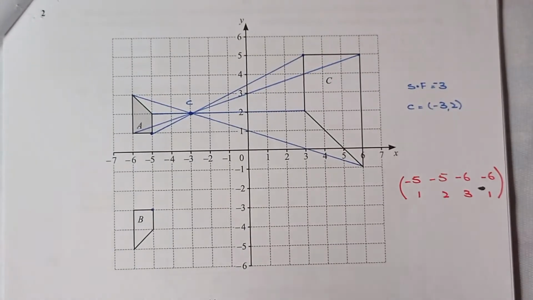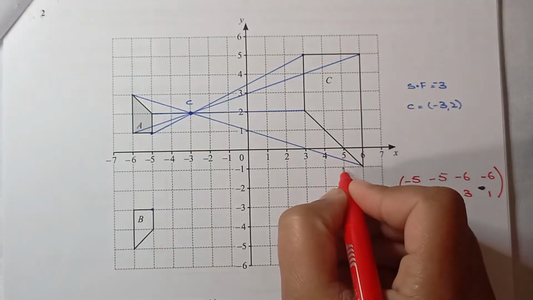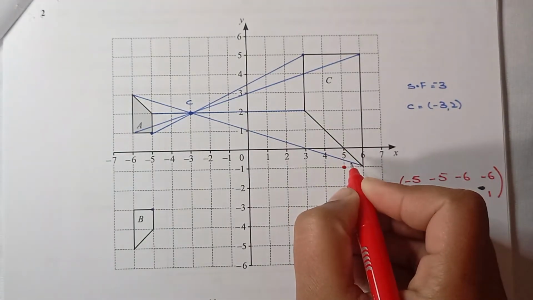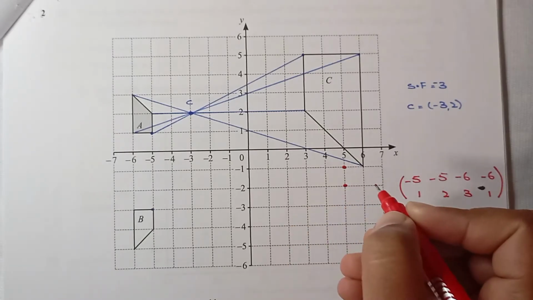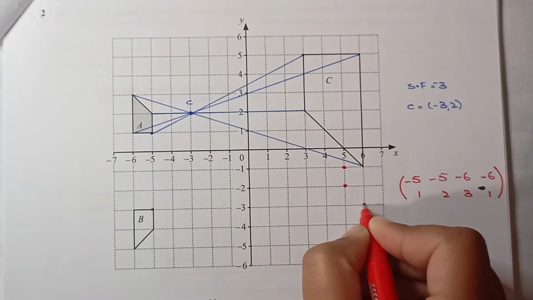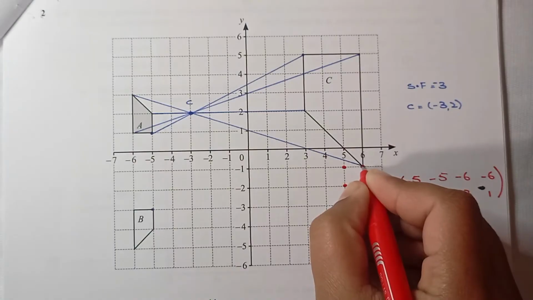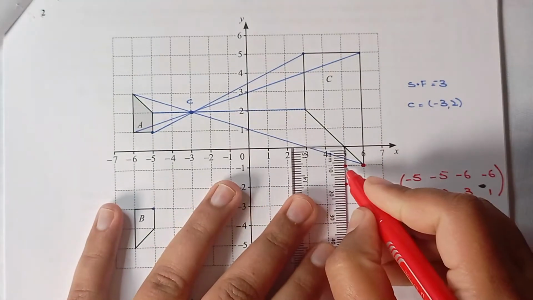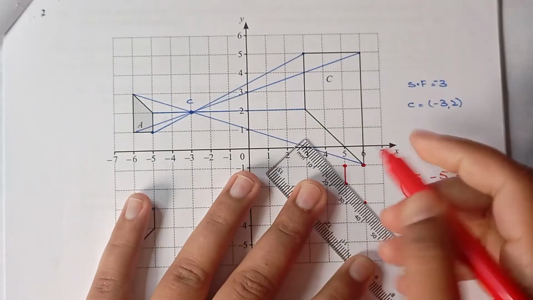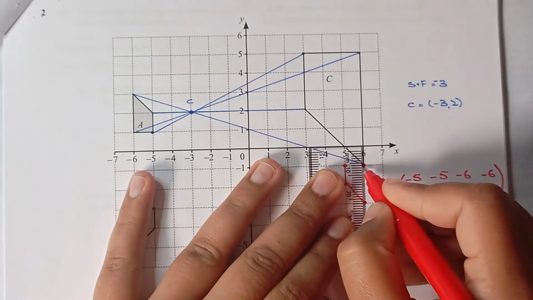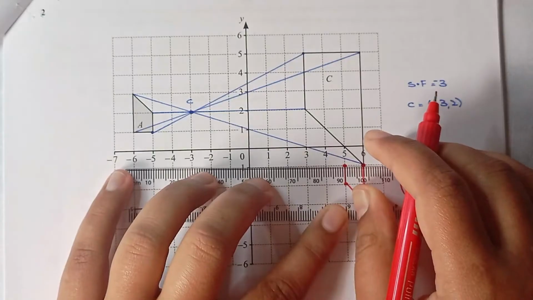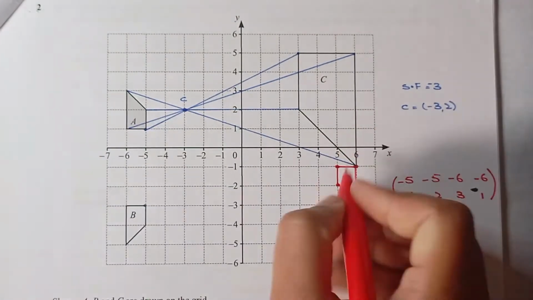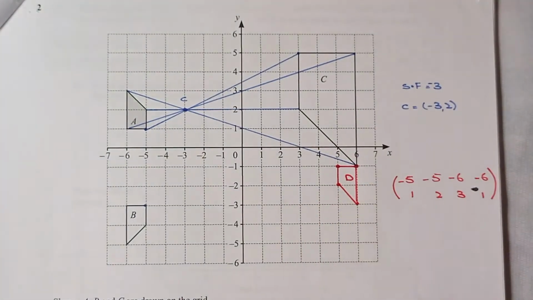and 6, -1. Okay, so let's draw the shape D. 5 and -1, x is 5 and y is -1, 5 and -2, 6 and -3, and 6 and -1. So this is shape D. Let's connect all the points. This is shape D after the transformation T.